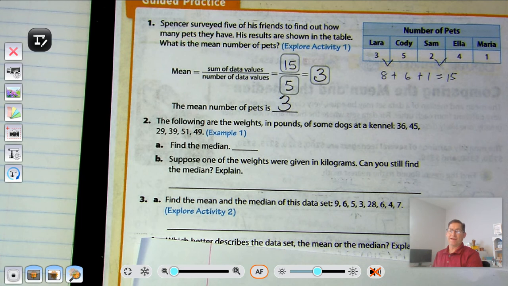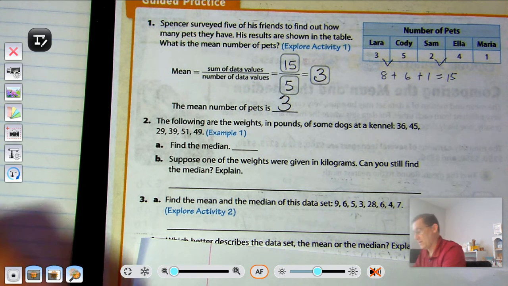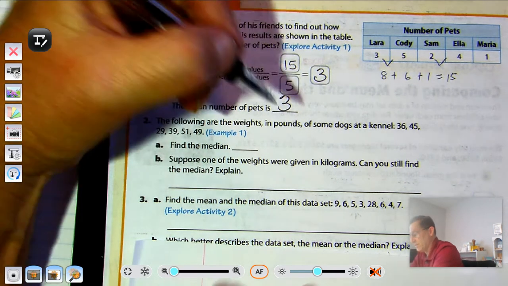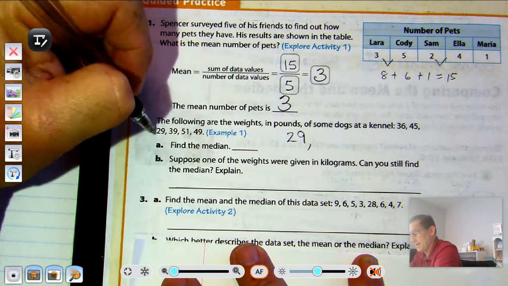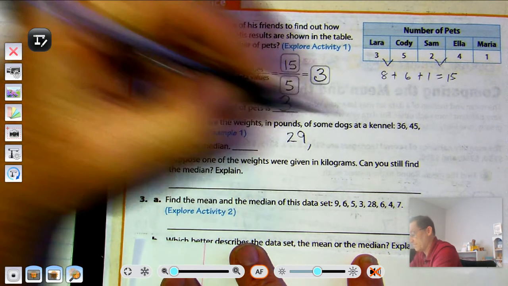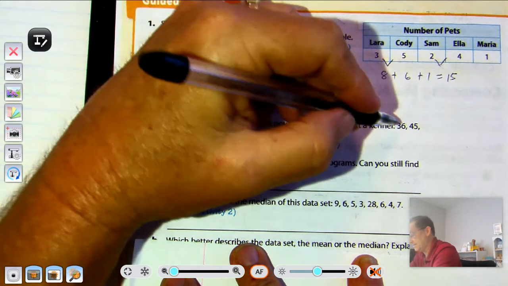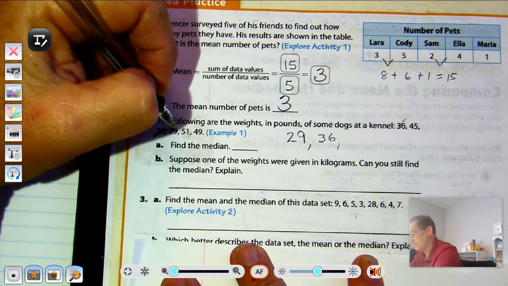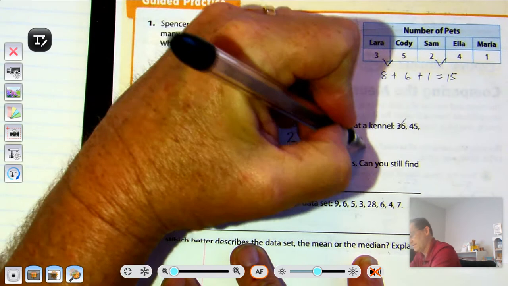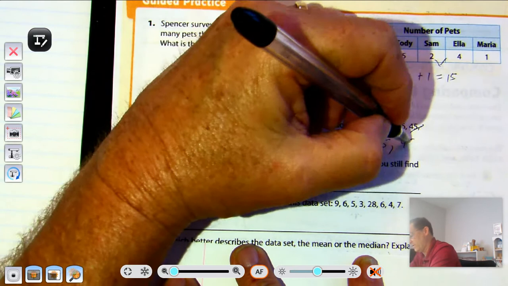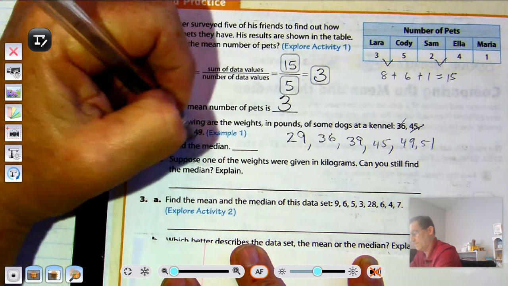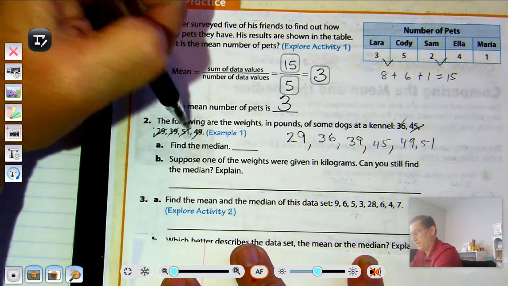Now the following are the weights in pounds of some dogs at a kennel: 36, 45, 29, 39, 51, 49. We need to find the median. So median, we need to put the numbers in order. 29, 36, 39, 45, 49, 51. So 1, 2, 3, 4, 5, 6.